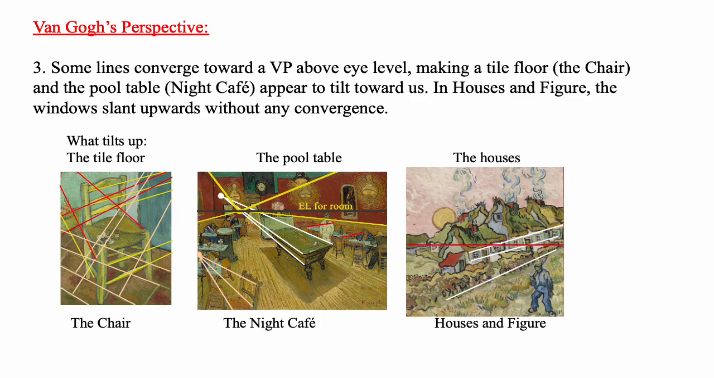He chooses certain elements to converge toward a vanishing point above eye level, like this tile floor and the pool table. And it makes those elements look like they tilt toward us. And he totally abandons perspective here, so the windows slant upward, probably so he can concentrate on the character of the houses, which seem to wiggle like the smoke.